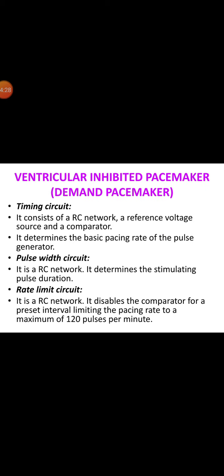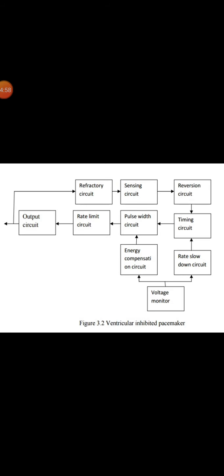The demand pacemaker consists of a timing circuit, pulse width circuit, and rate limit circuits. The timing circuit consists of an RC network, a reference voltage source, and a comparator. It determines the basic pacing rate of the pulse generator. Its RC network is used in the pulse width circuit, which determines the stimulating pulse duration. The rate limit circuit is an RC network which disables the comparator for a preset interval, limiting the pacing rate to a maximum of 120 pulses per minute.